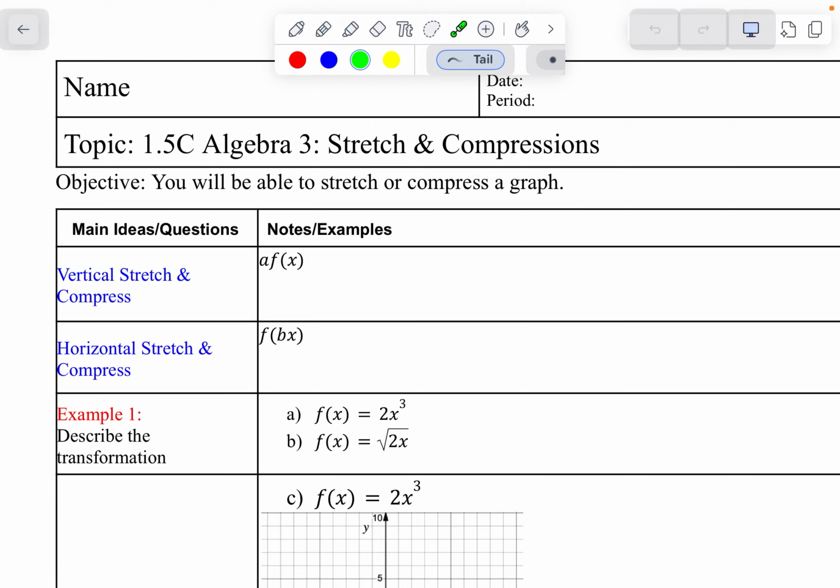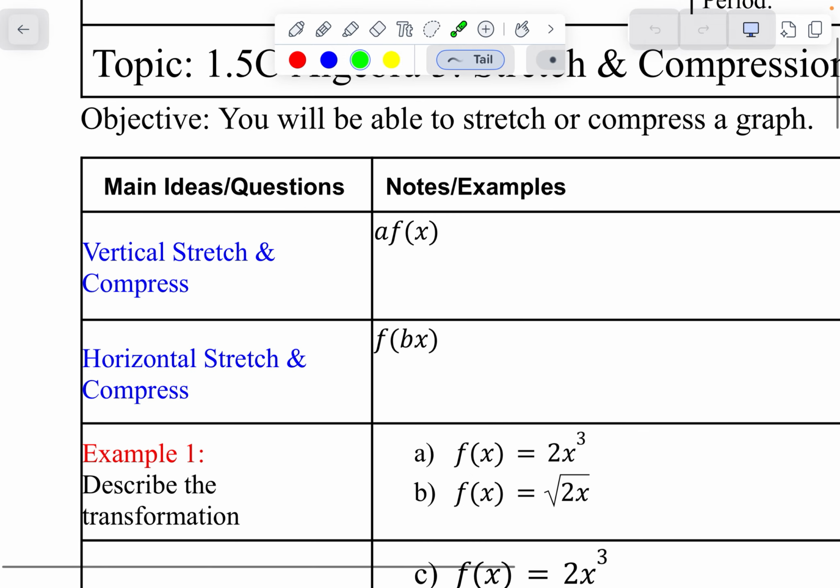Okay, so 1.5c is about stretches and compressions. It's about if we multiply or divide our variable, whether it's on the inside of the function or the outside of the function. Okay, so the first one, vertical stretch or compress.